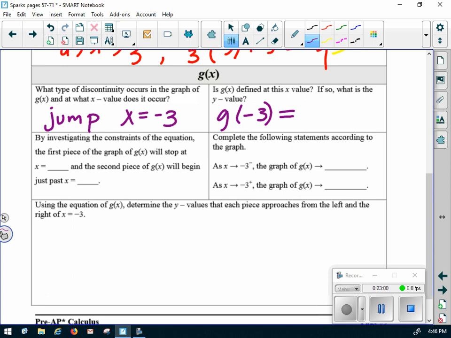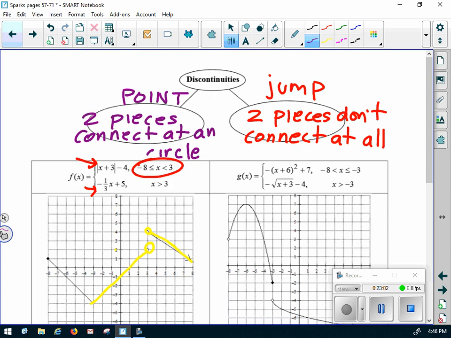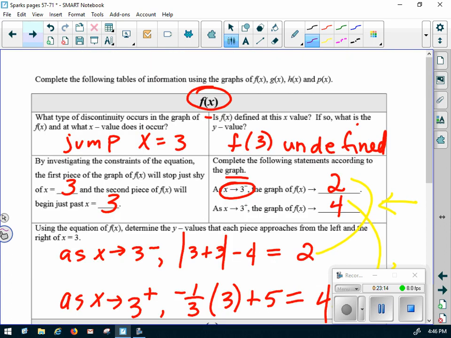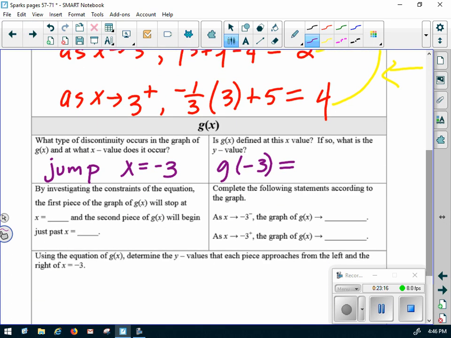Well, let's go back and look. Sure, g of negative 3 exists. I got a closed circle there. When x is negative 3, y is, excuse me, negative 2. So this is the bad part, having to go back and forth and scrolling. I know that's not good.